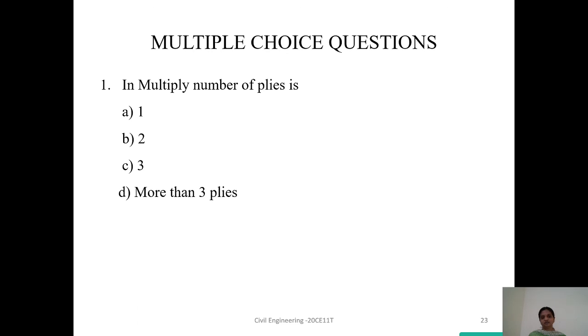In multiply, the number of plies is: 1, 2, 3, or more than 3 plies. So a multiply is a plywood. In a plywood, the minimum number of plies is 3. So answers A and B are wrong. If 3 plies are used, then it is called a 3-ply. So when more than 3 plies are used, then it is called a multiply. Therefore, the answer is more than 3 plies.